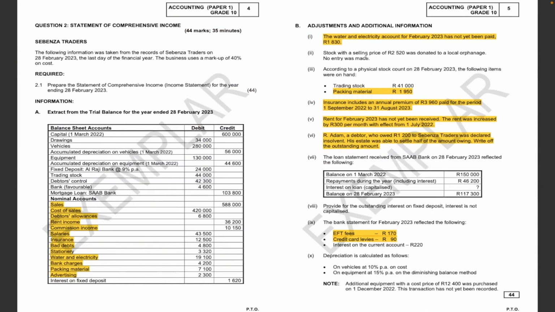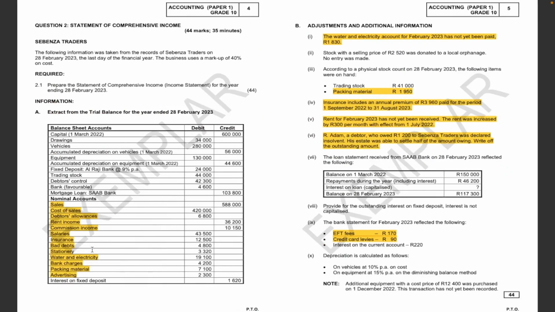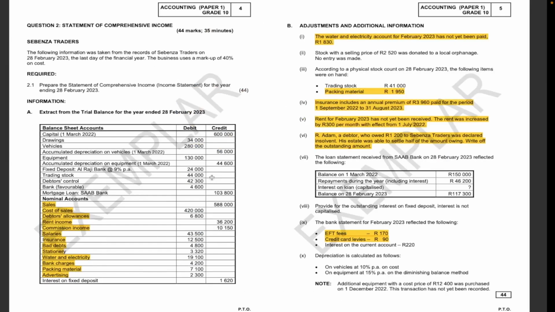Now, before I highlight this one here, I'm going to have to come back to it, and I'll explain why just now. You can see we've highlighted everything here with the exception of interest on fixed deposit, which is not an operating expense. It's after the operating profit, as you can see from the format as well. So what do we need to do here? We need to check what other information we are given that will go here. We've got 2 more spaces here. Let's look at our information.